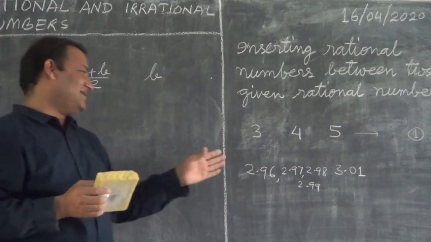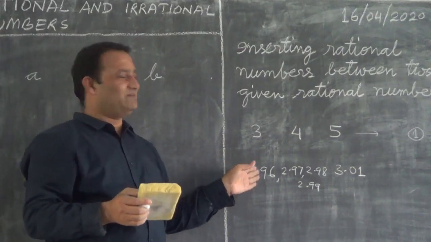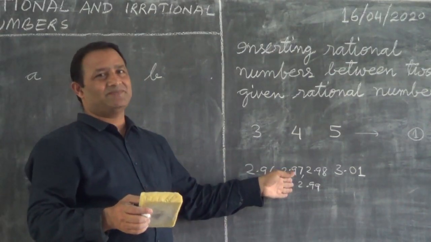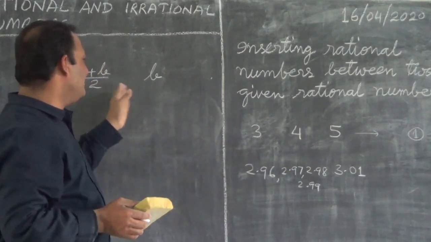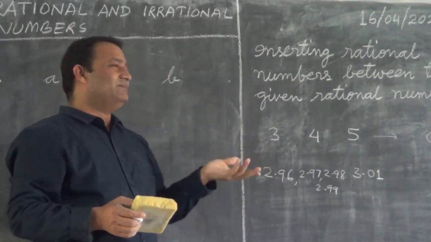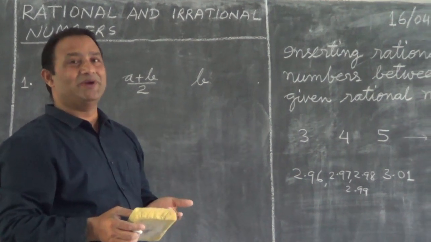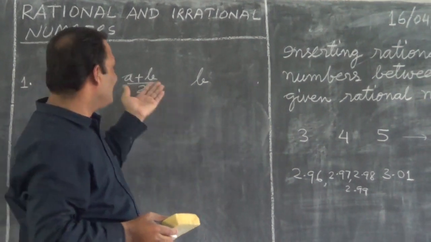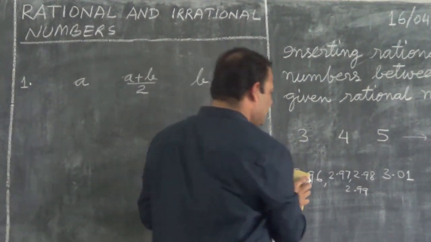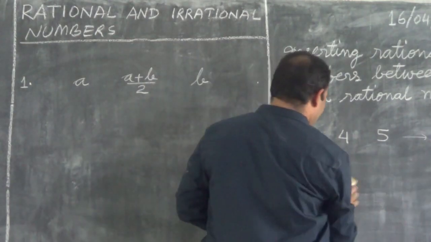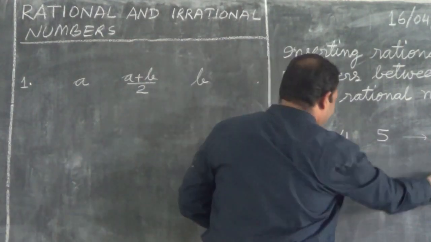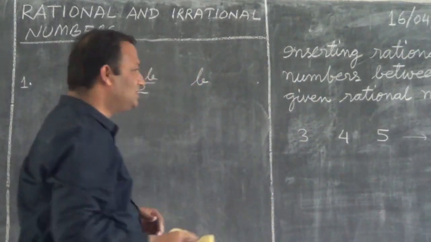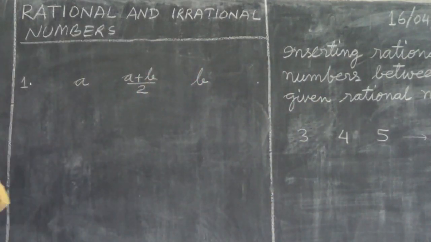If the given rational numbers are in decimal form, you can go for this. But if the given rational numbers are in the form of a vulgar fraction, numerator by denominator, we follow different methods. One of the methods you got here, that is A plus B by 2.